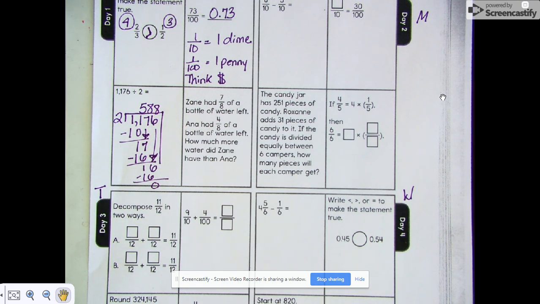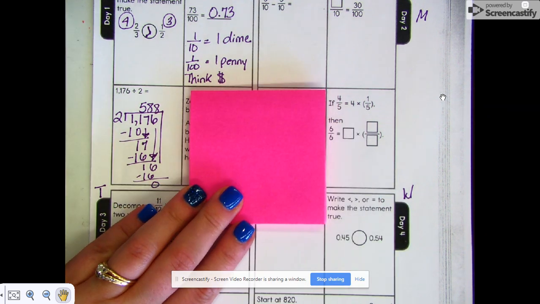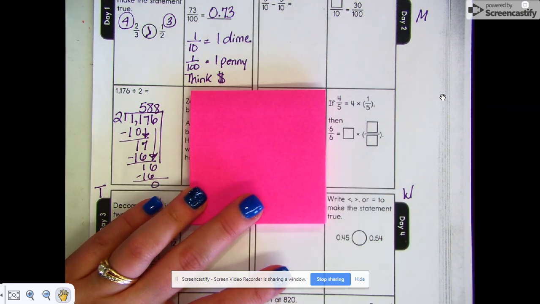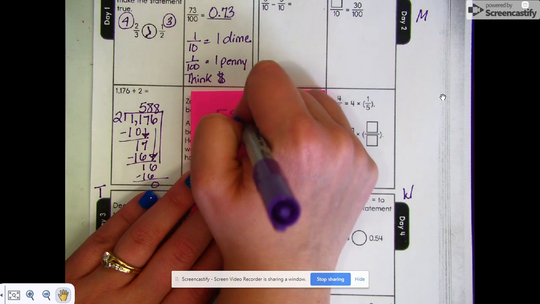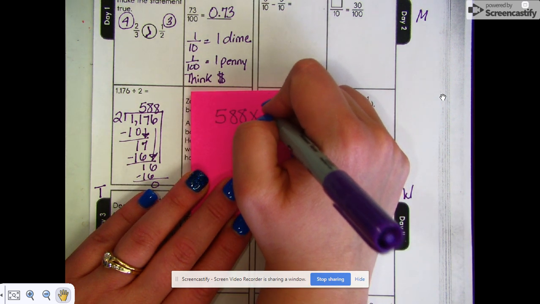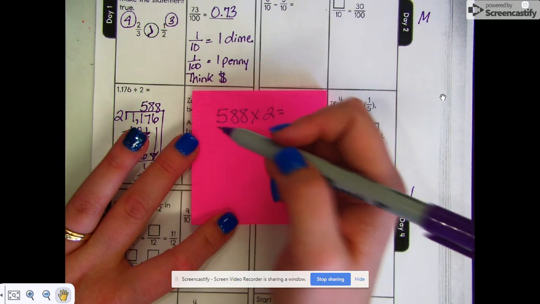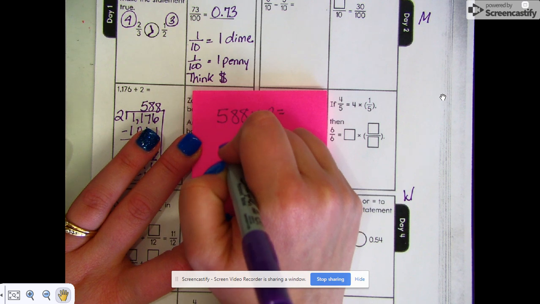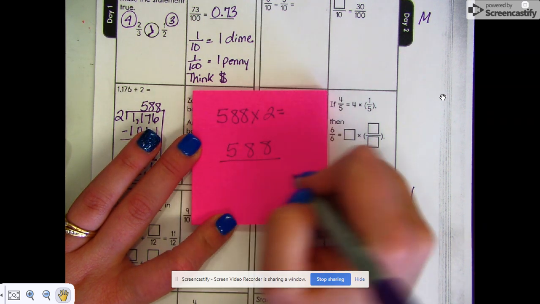Now, what I want the kids to practice is also using the inverse operation. You know how you can check your addition problems by subtracting, and you can check your subtraction problems with addition? So what I want them to get into the habit of doing is realizing that they can multiply 588 by 2, and it should give them this 1,176. So I'm going to use the lattice model.